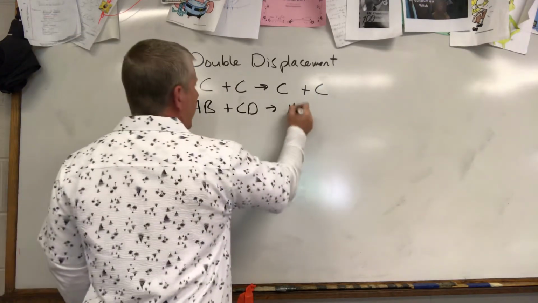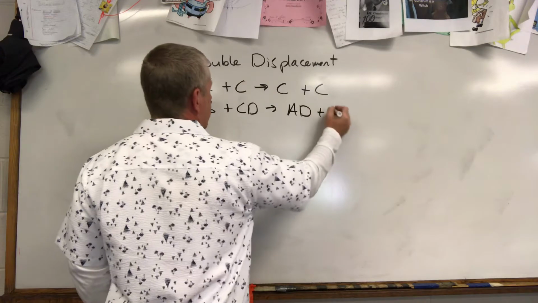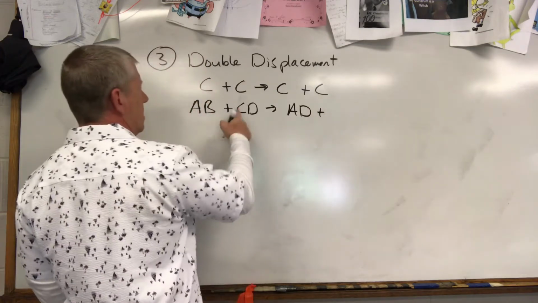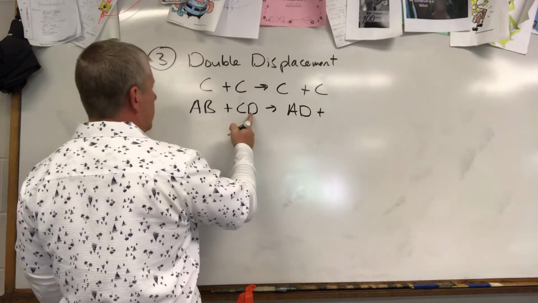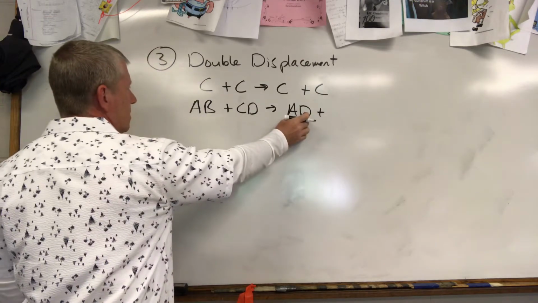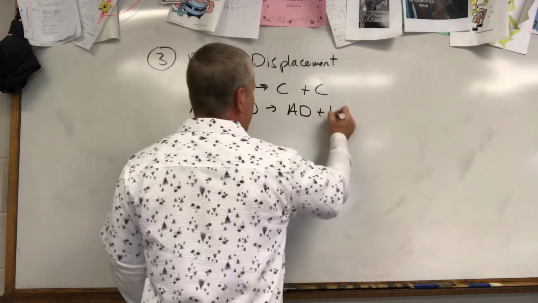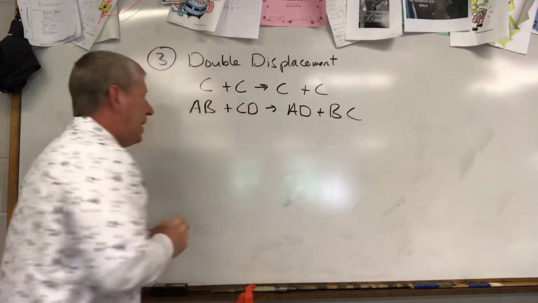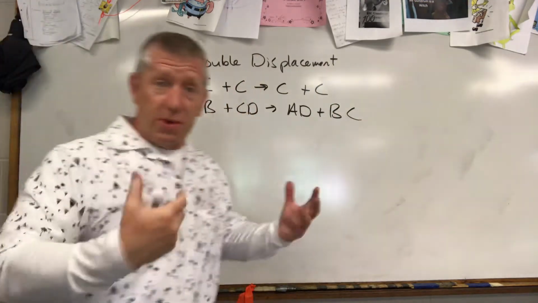Then we end up with AD plus, so the A goes in here, kicks out the C, then the B and the D connect together. So your A and your D and your B and your C. So we end up getting kind of a switcheroo, it's a swap.